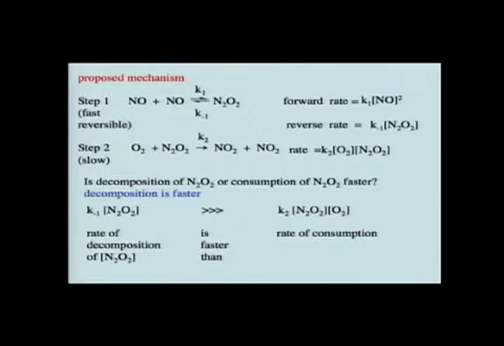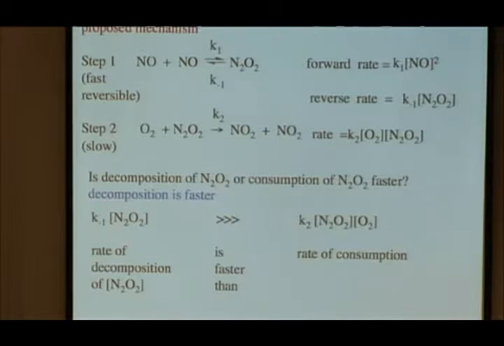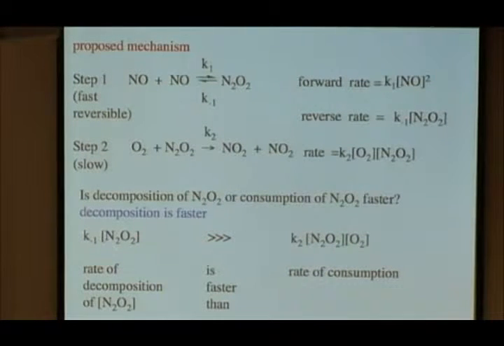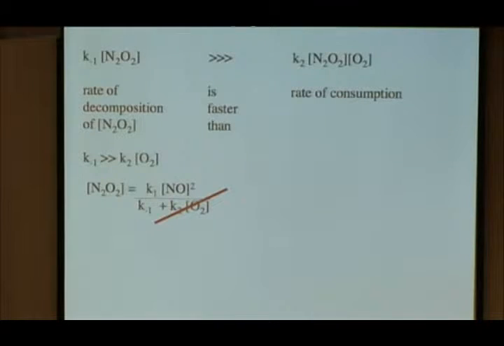Here's the words, here's sort of the equations. We're saying that this term here, this k minus 1 times the intermediate term, is a lot bigger because this is faster than this. This is slow. The rate of consumption is slow. So k minus 1 is going to be a bigger number than k2 times O2. If this is a fast step, that's a big number; k2 is a small number, it's slow. If this is a lot smaller than k minus 1, and these are both appearing in the bottom of the equation here, that allows you to get rid of this term.